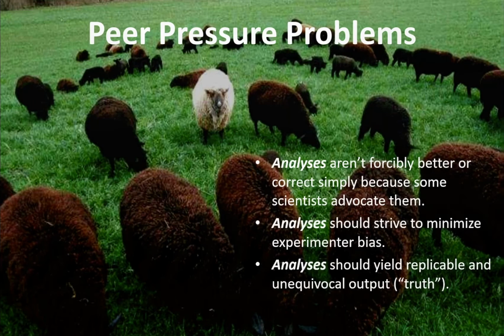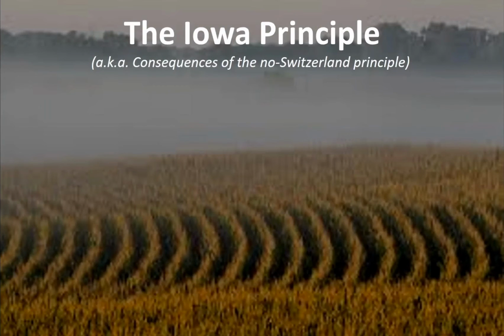So that led me to think about proposing a thing called the Iowa Principle, which I think of as the consequences of the no Switzerland principle. For those of you that don't know the state of Iowa, it's very beautiful, but it's very, very flat compared to Switzerland, which of course has lots and lots of mountains.